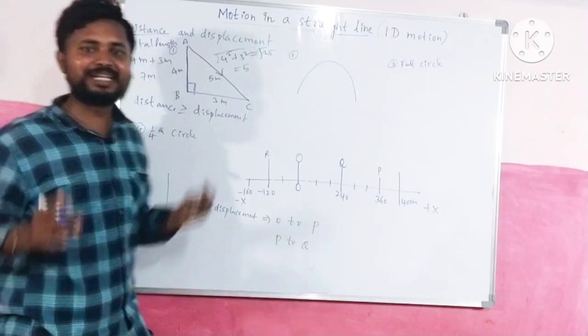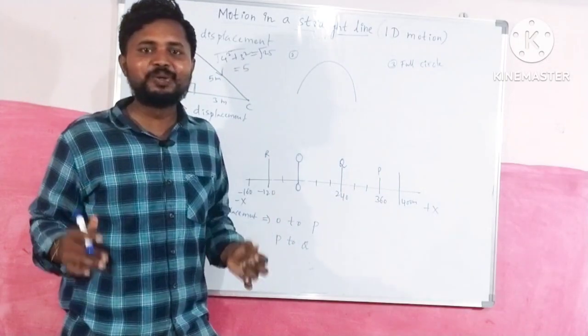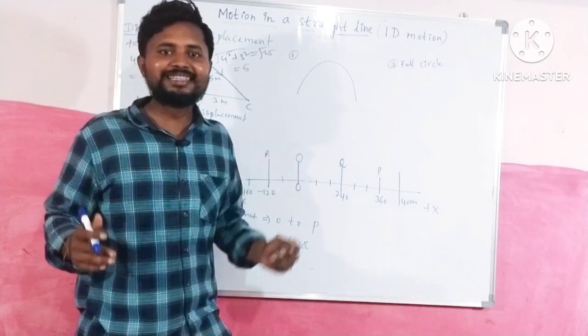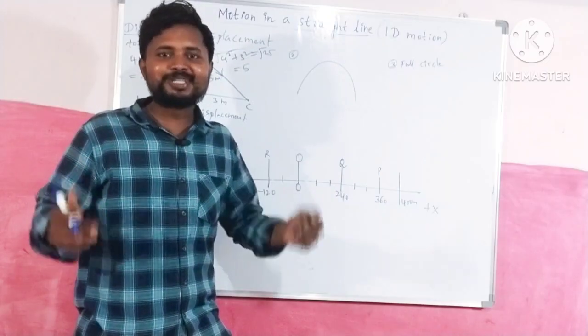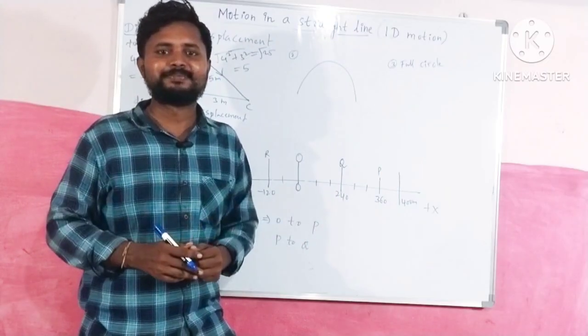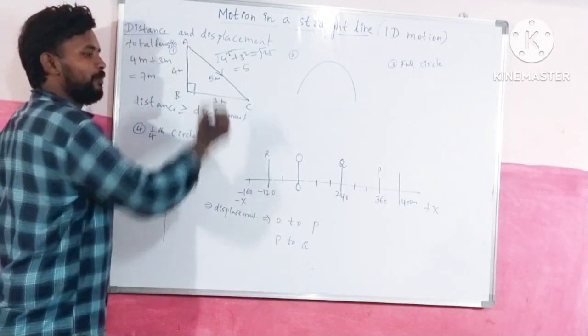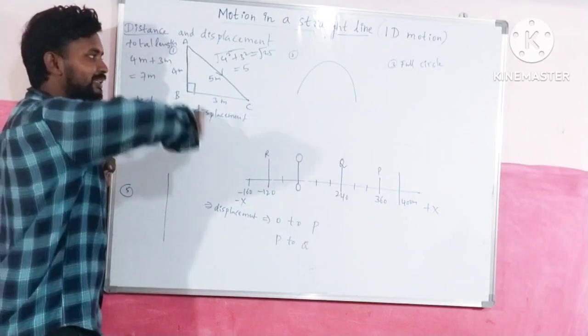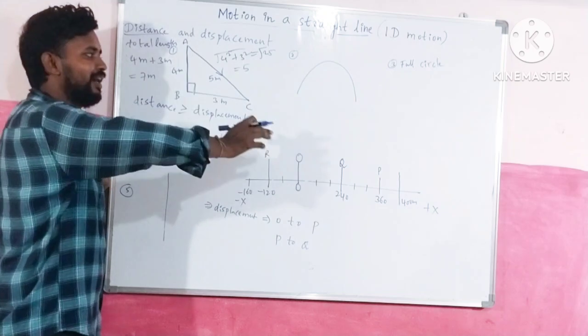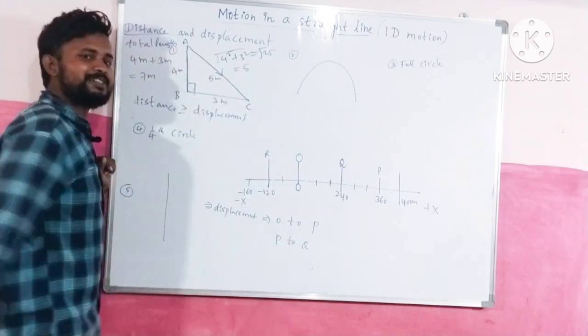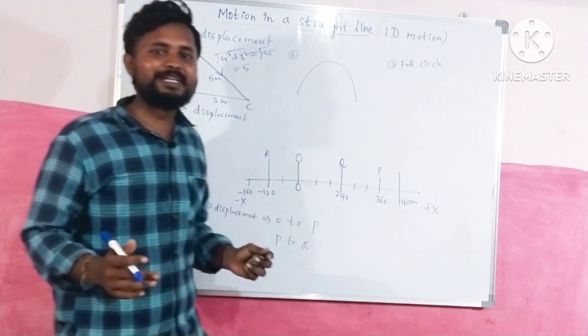Distance means the total length during the motion. The total length of a body during the motion is called distance. Displacement means when you join the initial point and the final point, neglecting the shape of the path. When you join the initial position and the final position, it gives the displacement of a body.